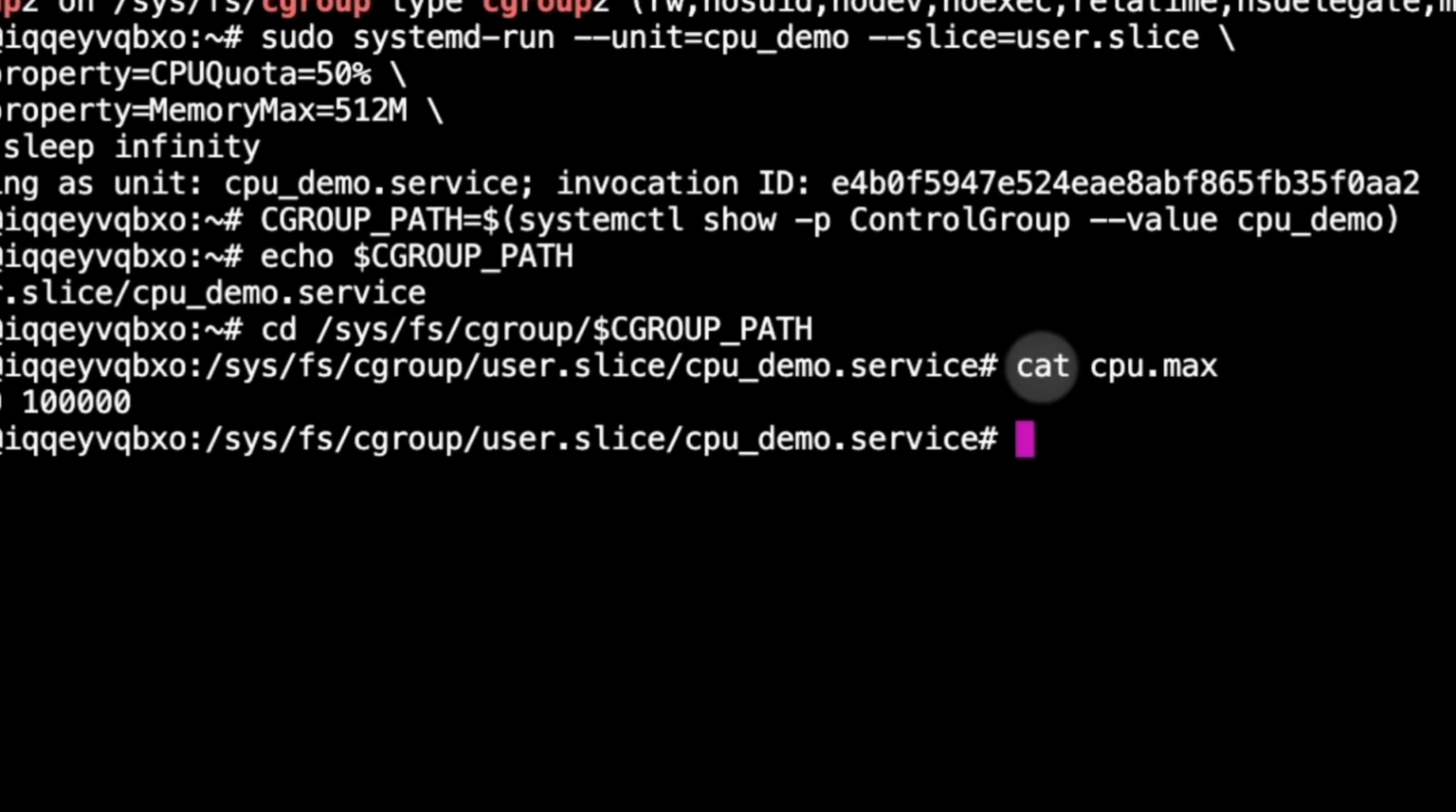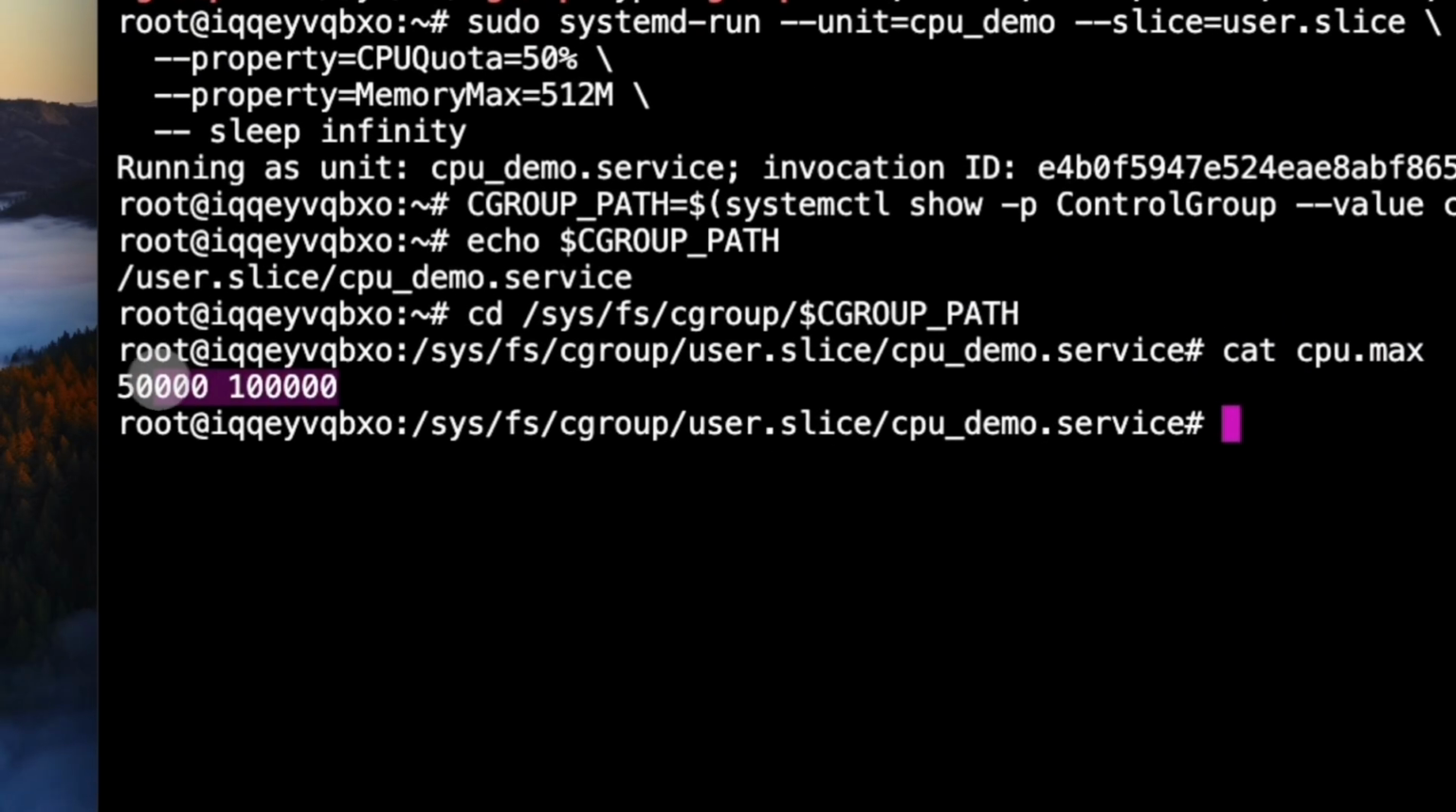Now let's check the CPU limit by cat cpu.max. And we have the format quota period in microseconds. 50,000 microseconds quota out of a 100,000 period. And it equals 50% of one CPU core.